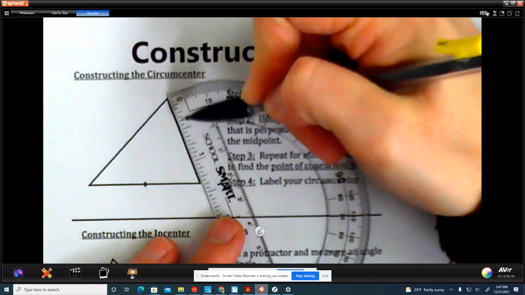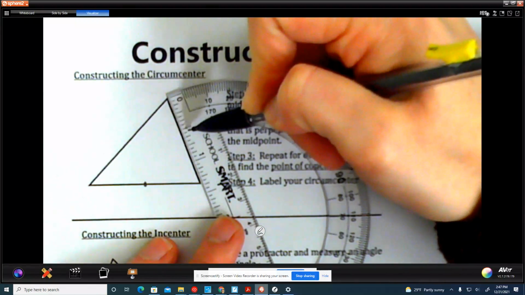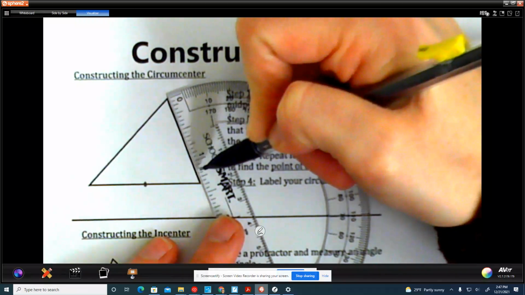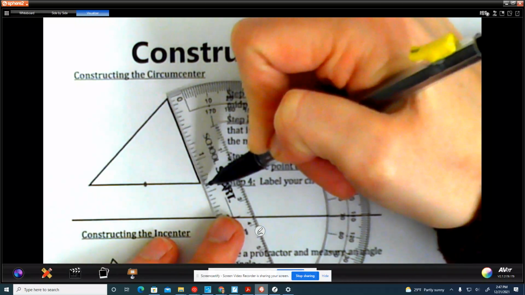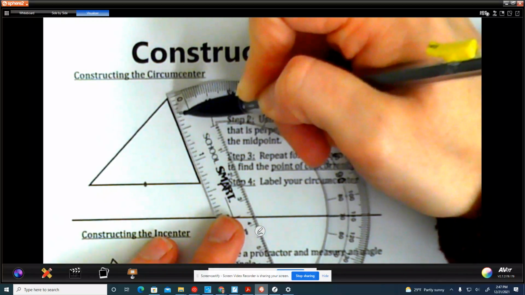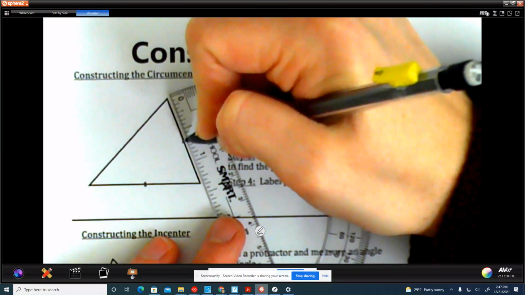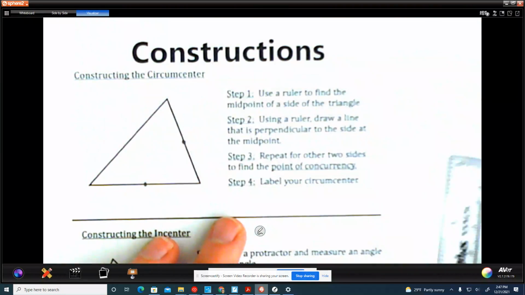So again, you can count the hash marks too if you want, like 1, 2, 3, 4, 5, 6, 7, 8. We know there's 16, 17, 18, 19, 20, 21, 22. So about 11 hash marks. 1, 2, 3, 4, 5, 6, 7, 8. About 11. Or you can, like I said, do the math. We're just finding about halfway.